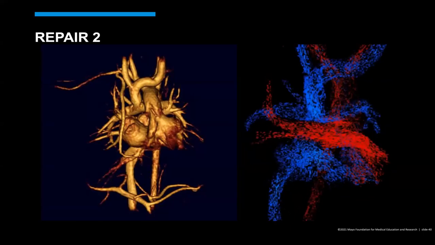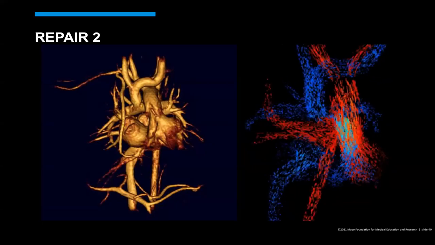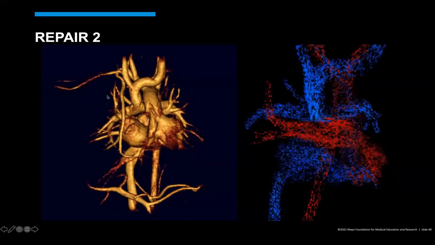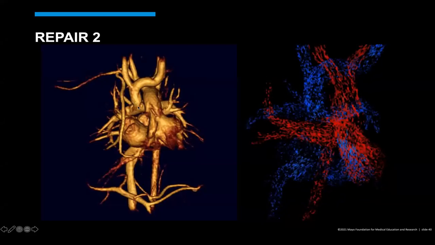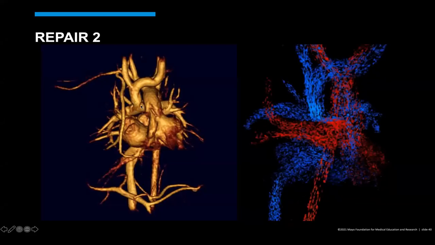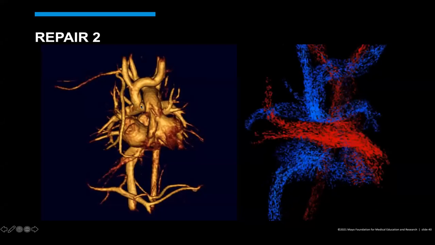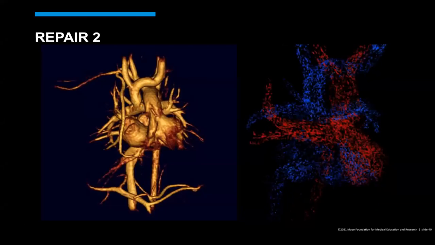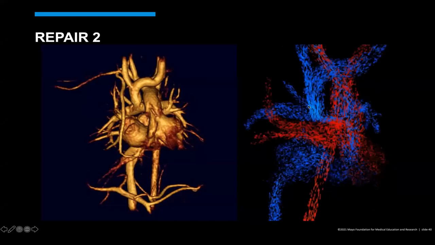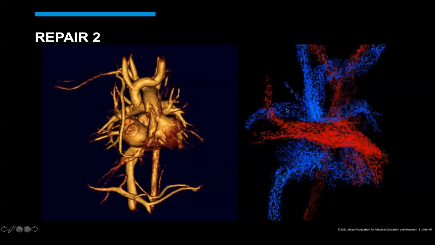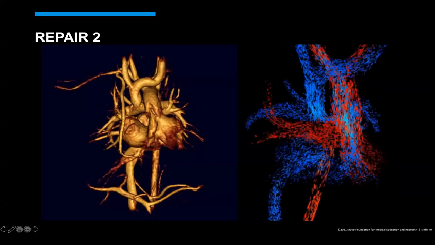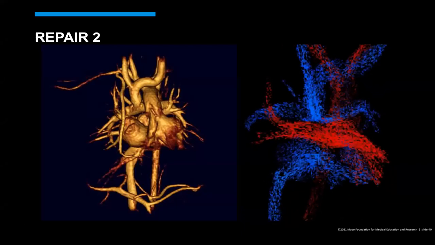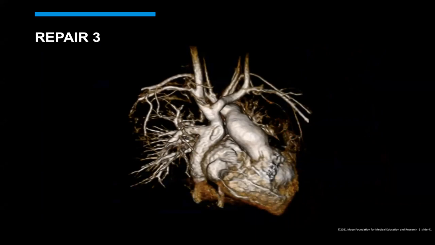Yeah, exactly. Here they have surgically connected the superior vena cava to the pulmonary arteries. And in this case, this would be a bidirectional Glenn because they left the right and left pulmonary arteries in communication with each other. And then what about this shunt?